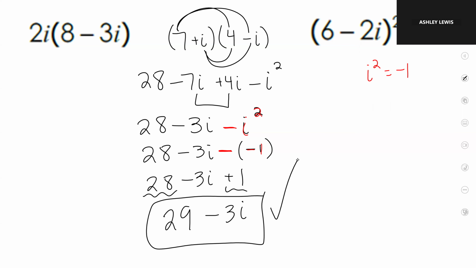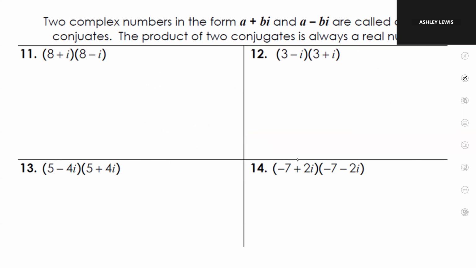Okay, let's go ahead and move on to complex conjugates. I want everyone just to read these notes real quick. Read those top 2 lines. Read those 2 sentences. Whenever you multiply 2 complex conjugates, your answer is always going to be a real number. So let's do an example.